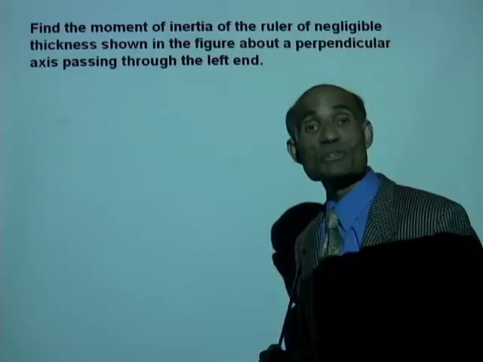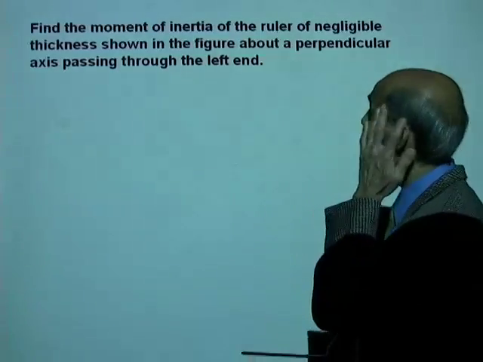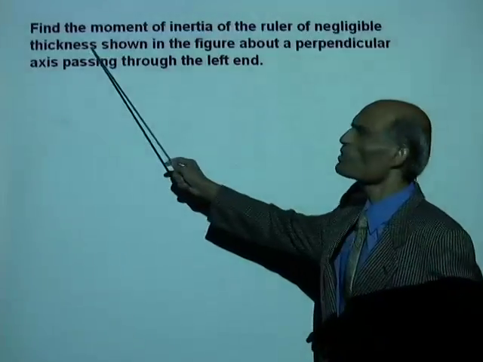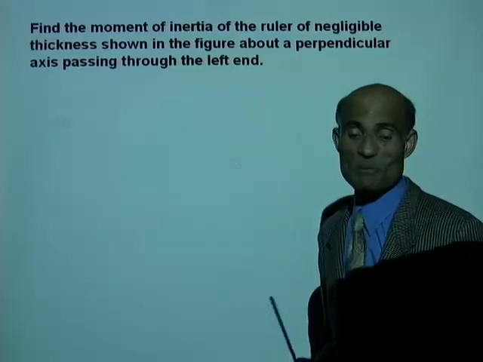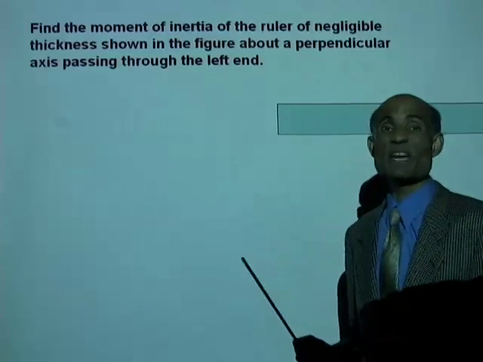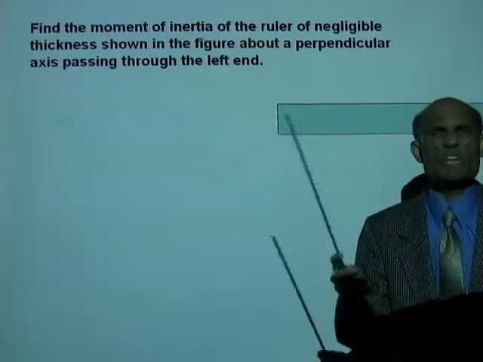Alright, let's use that in a situation. Find the moment of inertia of the ruler of negligible thickness shown in the figure about a perpendicular axis passing through its left end. This is a ruler of negligible thickness.